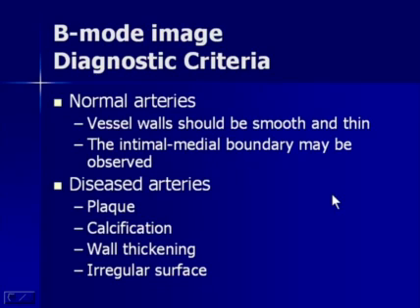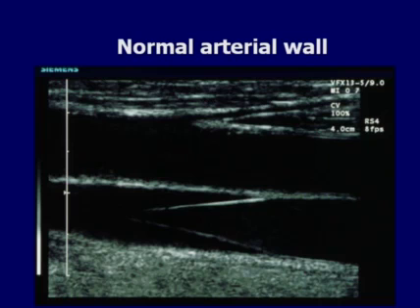Normally, arteries should be nice and smooth and thin-walled. We'll be able to appreciate the intimomedial boundary in many vessels. Obviously, as we get plaque, we're going to see the same changes we would expect to in any artery. We're going to see that plaque develop. We're going to see calcification, wall irregularities, and wall thickening occur in these patients.